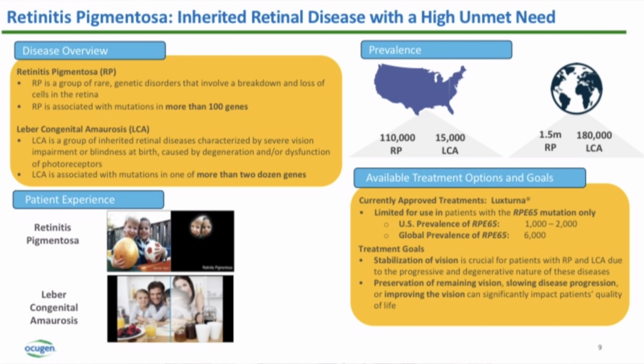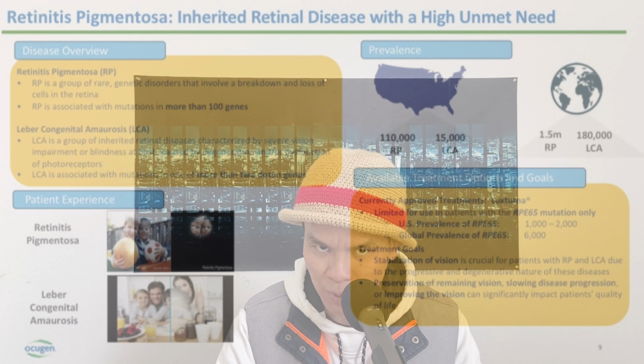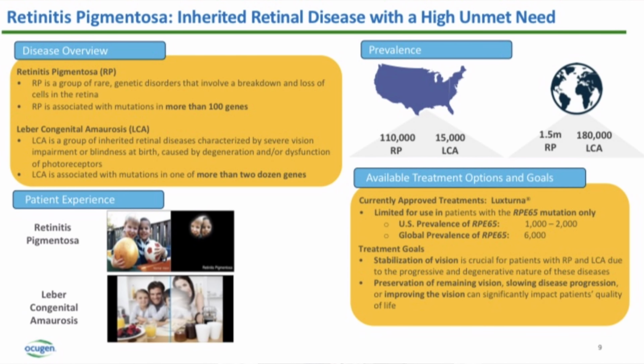Or we should slow down disease progression. Or better yet, improve the vision. Those are the three main things we're trying to do with RP and LCA. LCA, Leber congenital amaurosis. Both of these diseases are BS, because one is genetic and the other one is inherited.